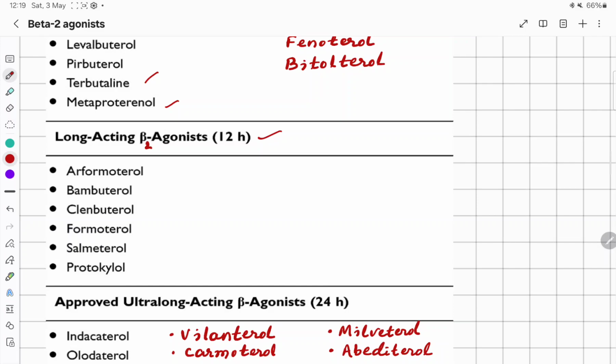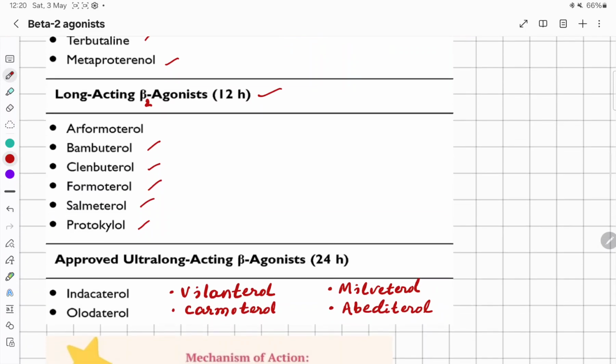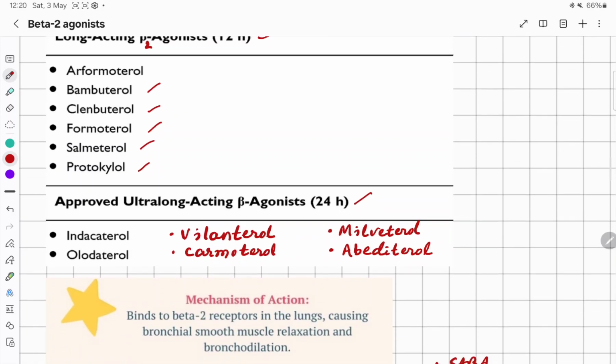Long-acting beta-2 agonists include formoterol, clenbuterol, salmeterol and procaterol. These are some of the long-acting beta-2 agonists, and there are also ultra long-acting beta-2 agonists whose duration of action is 24 hours. These are a new group of drugs like indacaterol, olodaterol, vilanterol, carmoterol, milveterol and abediterol, with a duration of action of about 24 hours.